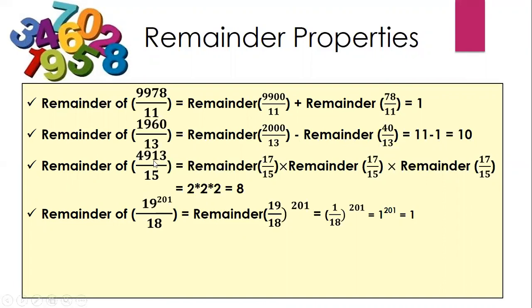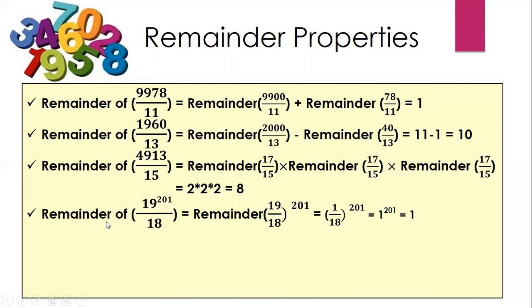Remainder of 4913 when divided by 15, what is the remainder? 4913 is nothing but 17 cube. So we can split it as remainder of 17 by 15 into remainder of 17 by 15 into remainder of 17 by 15. 17 by 15, the remainder is 2. So we can say our final remainder will be 2 into 2 into 2, which is 8.